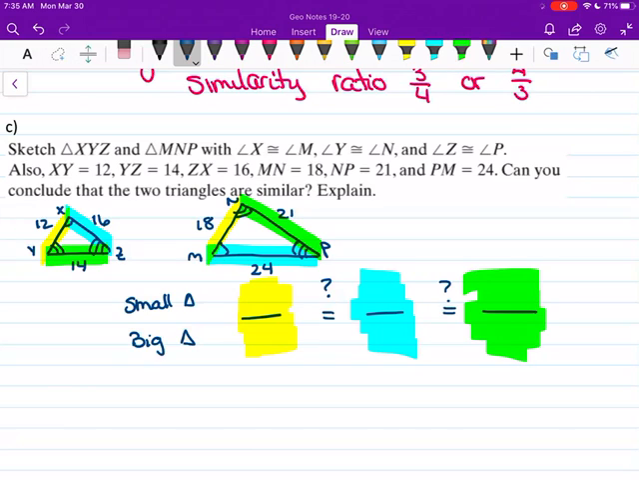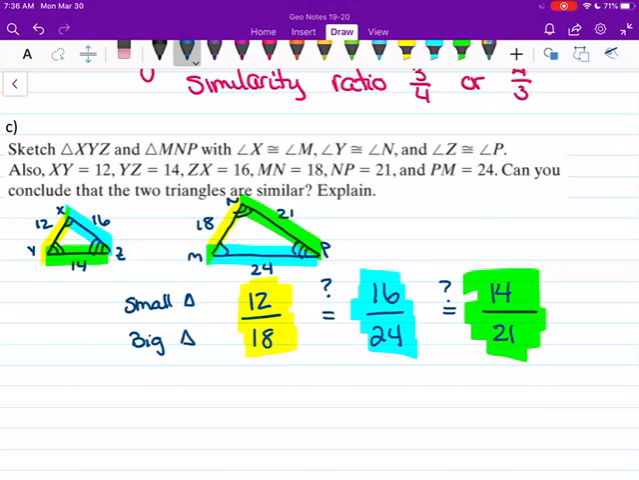So when I fill out the yellow sides, small triangle, yellow side is 12. Big triangle, yellow side is 18. Small triangle, blue side is 16. Big triangle, blue side is 24. Small triangle, green side is 14. And big triangle, green side is 21.